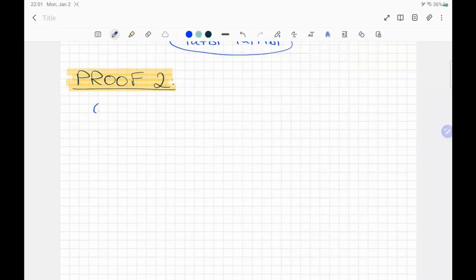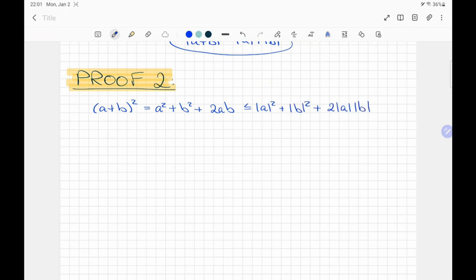For our second proof, we're going to start with a plus b all squared, which is equal to a squared plus b squared plus 2ab, which is always less than or equal to the absolute value of a squared plus the absolute value of b squared plus 2 times the absolute value of a times the absolute value of b, which in turn is equal to the absolute value of a plus the absolute value of b all squared. What this means is that a plus b all squared is less than or equal to absolute value of a plus absolute value of b all squared.